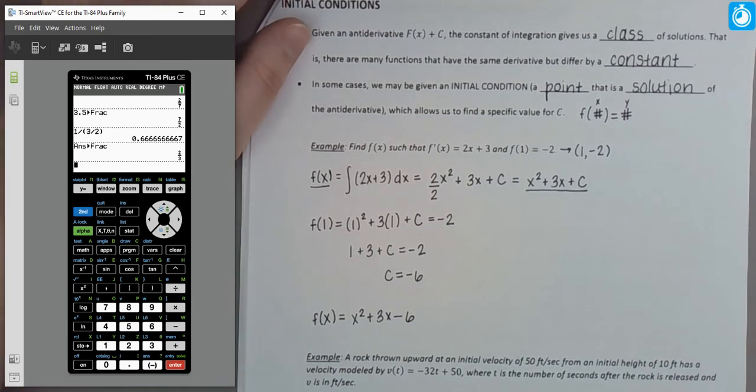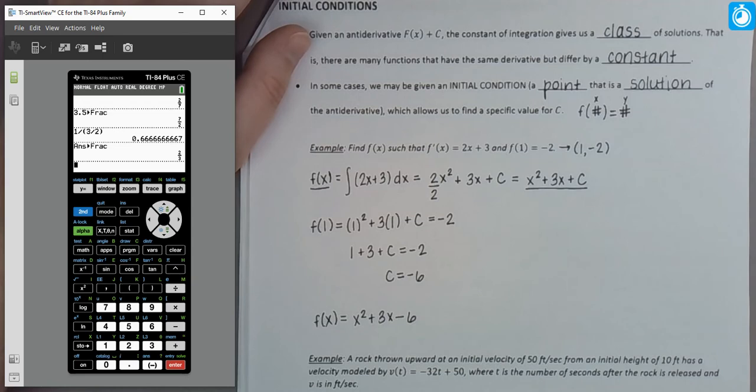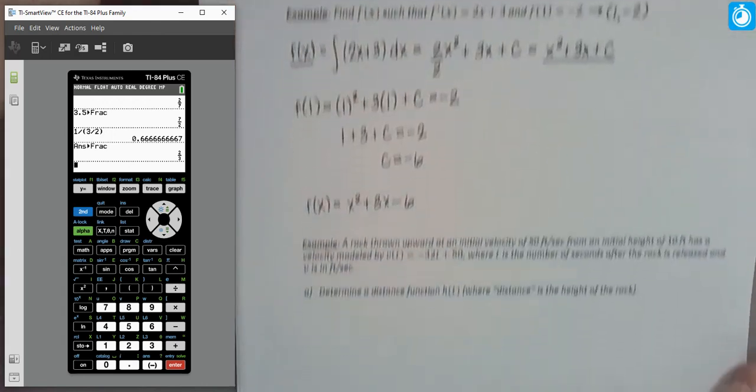So let's try one more example similar to this one, this idea of taking an antiderivative but actually being able to find the value of that constant of integration. But let's put it into an applied context.